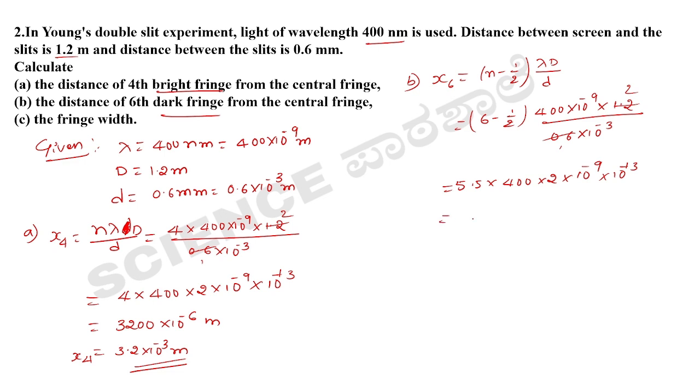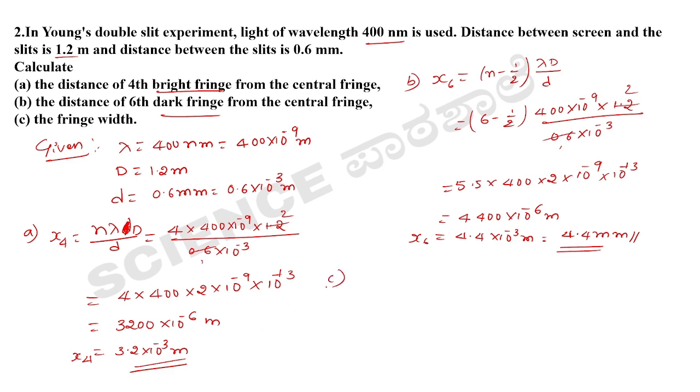So if you do the calculation, you will get 4400 into 10 raised to minus 6 meter. So that is equal to 4.4 into 10 raised to minus 3 meter. That is equal to 4.4 millimeter, mm. Okay, got it? Yes, this is for B. This is the answer for second one.